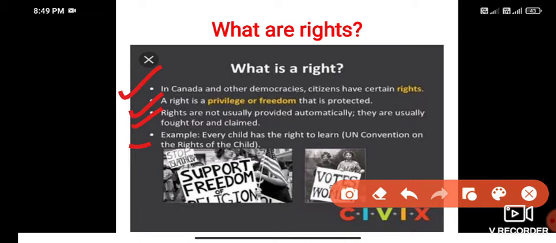Rights are not usually provided automatically, which means they are usually fought for and claimed, which means a right needs to be claimed. For example, every child has the right to learn. That is according to the UN Convention on the Rights of the Child. Okay, so all those are the definitions and meanings of rights. I hope now you are clear with what are rights.